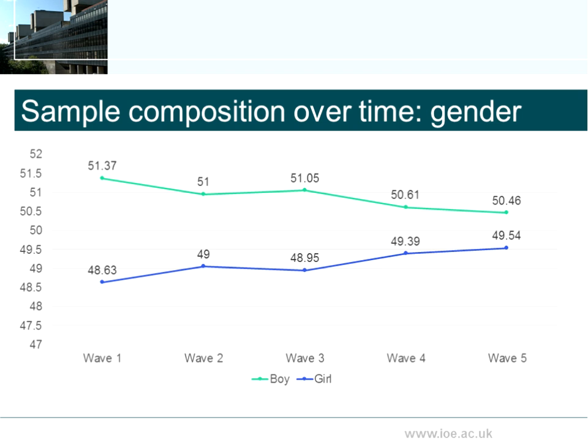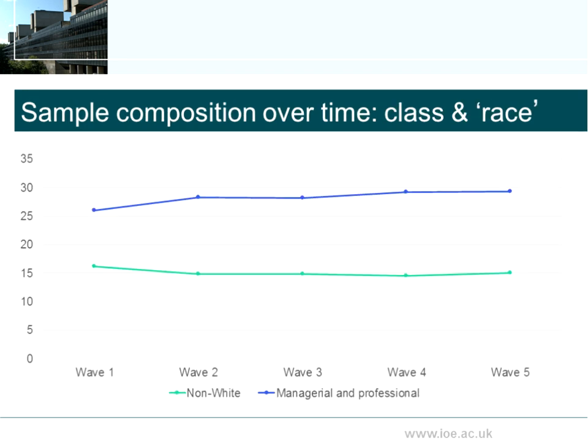So in this figure you can see what happens to the sample composition over time. Here you have the gender of the cohort member. In wave 1 you can see that we had 51% boys, and then this percentage started decreasing slightly until reaching 50.4%, while the proportion of girls is increasing. And this is due to 2 main factors. First, infant mortality is higher among boys, and parents of boys are less likely to respond to the survey. So you can see that the gender composition of the sample is changing over time.